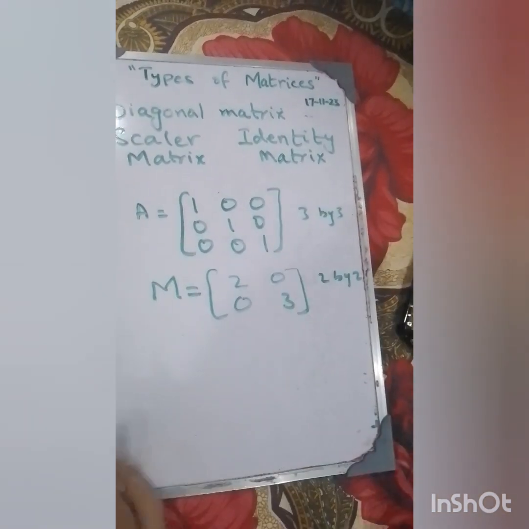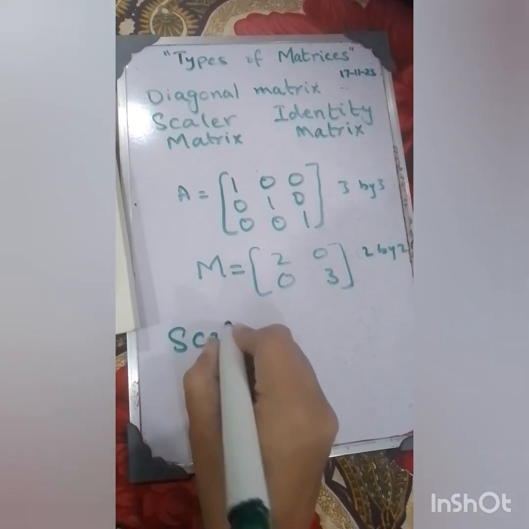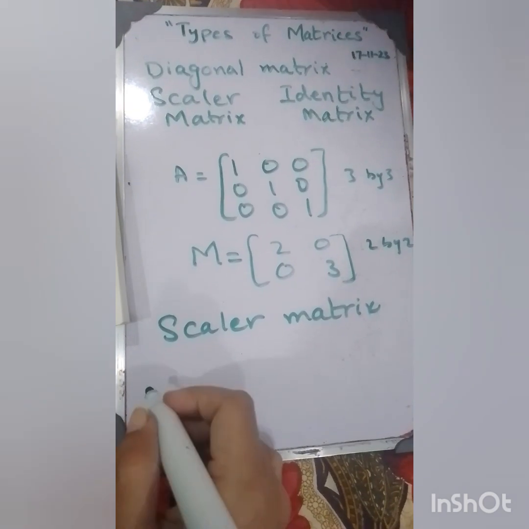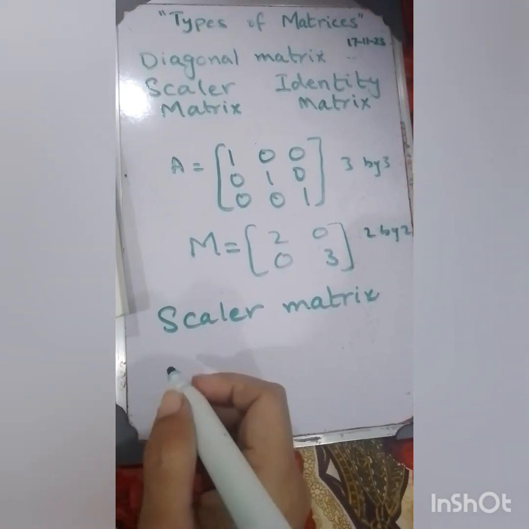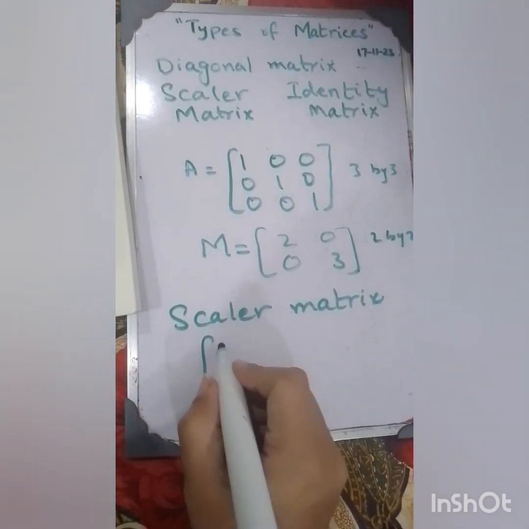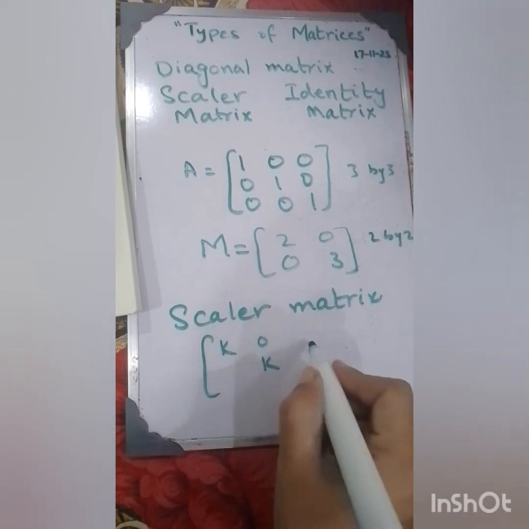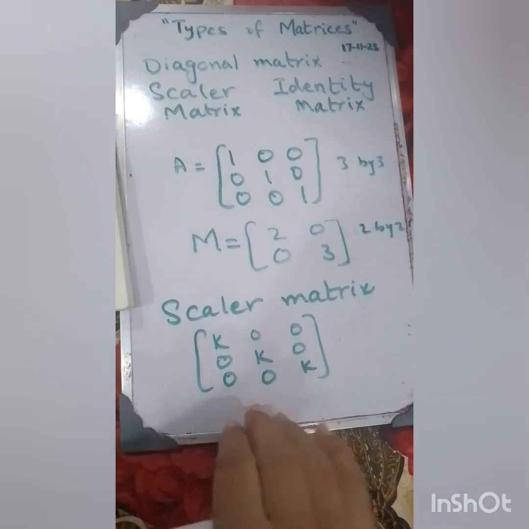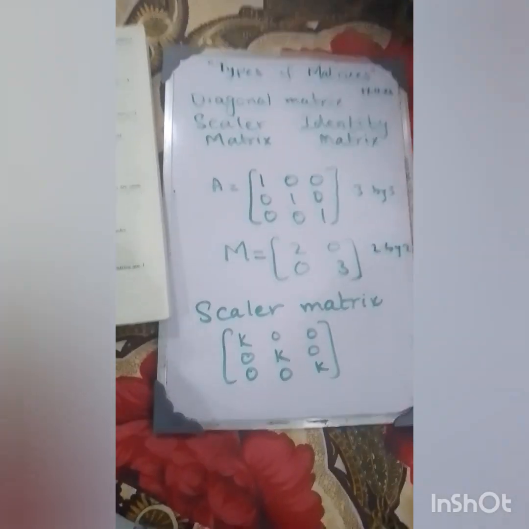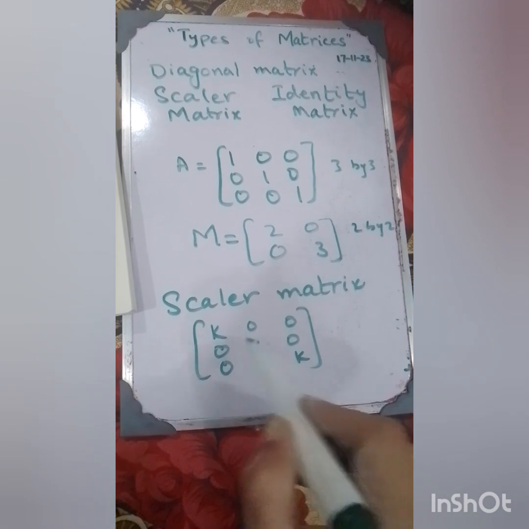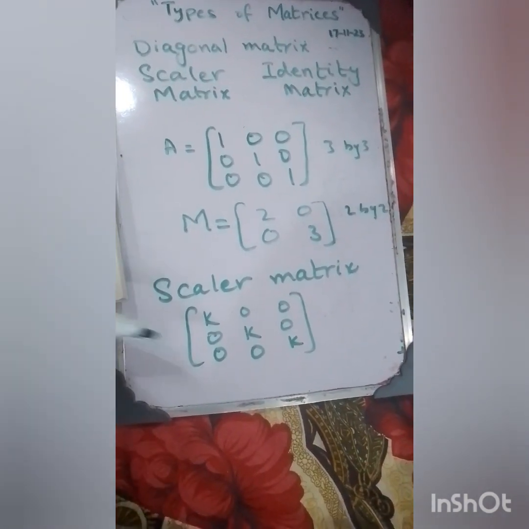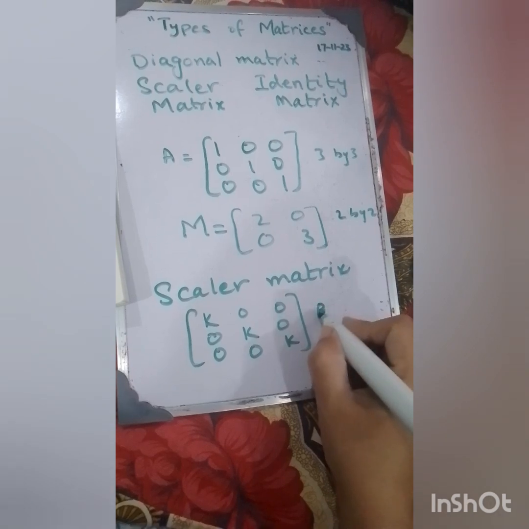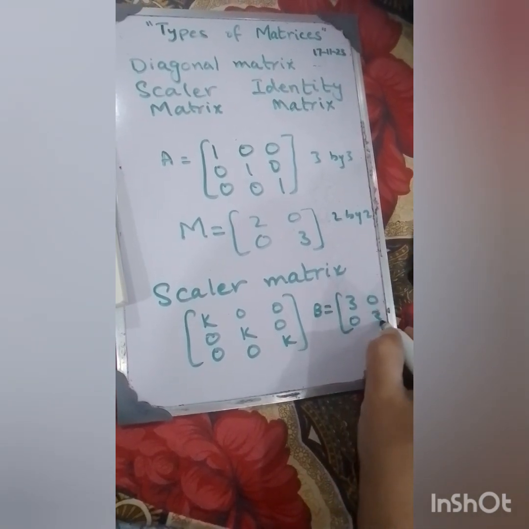Now the scalar matrix. The diagonal matrix is called a scalar matrix if all the diagonal entries are the same. How? Now look, the diagonal entries are the same. If we consider this, the remaining are zeros; put zeros on the other remaining entries. So here the diagonal entries have the same non-zero numbers. You can consider this B equals 3, 0, 0, 3 for your information.